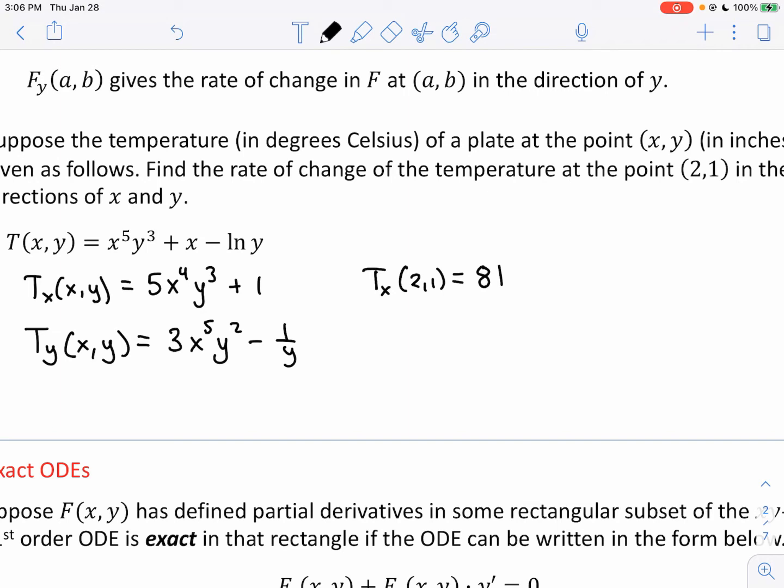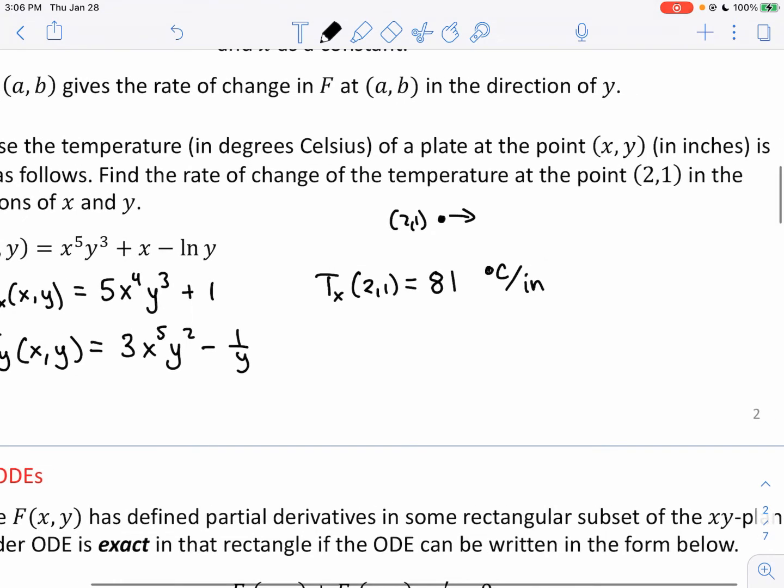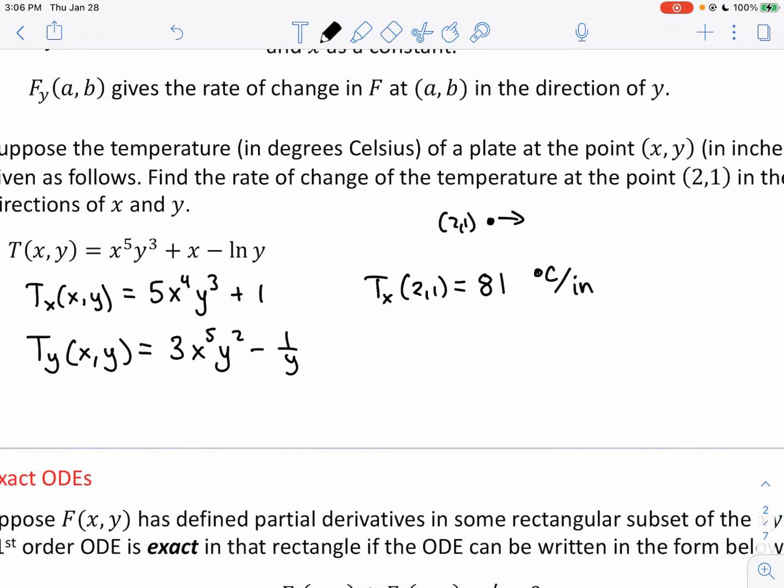This means that we are in the direction of x. So here's the point (2, 1), and when you try to go this direction on the plate, the temperature's derivative is positive, 81. The temperature is increasing at 81 degrees Fahrenheit per unit change in x, and this was measured in inches, so per inch. So this is the rate of change of the plate in the direction of x. 81 degrees Celsius per inch is how the temperature is changing at that moment, at that point in the plate.